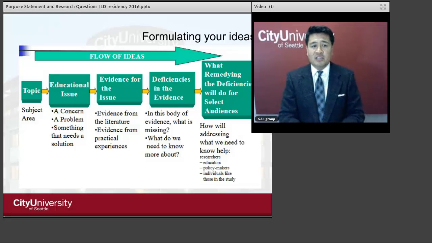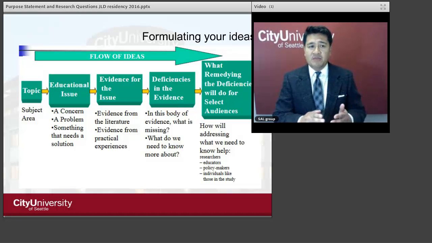What's the concern? What's the problem that needs a solution within that discipline? Now, still too broad, let's narrow it down to the evidence for the issue. Is there evidence in the literature that speaks to the problem in your discipline? Then you're going to look at the deficiencies in the evidence. So maybe someone hasn't researched this, or someone found that the solution works but didn't try this other solution to the problem within your discipline.